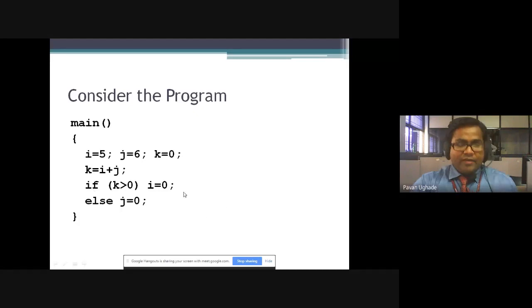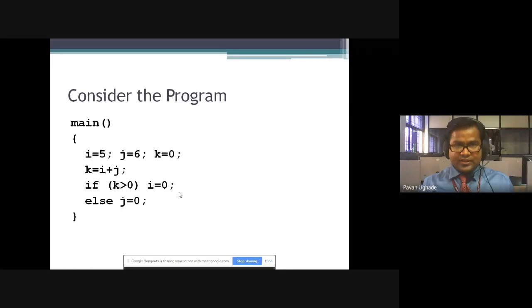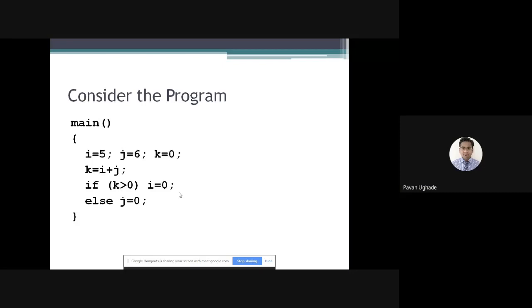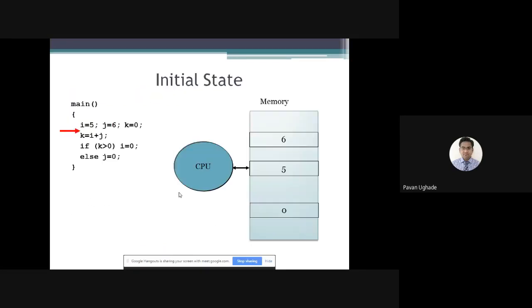Now let us assume you have a C program, and this is familiar to you, right? i equals 5, j equals 6, and k equals 0. Let us assume they are initialized as int variables, int i, j, and k. Now I'm doing k equals i plus j, and here is one decision-making statement, an if-else statement. If k is greater than 0, i becomes 0, else j becomes 0. We are already aware of this. Now I'll explain how this is actually done in memory. Now the problem is whether this can be modeled with an FSM. The answer is we'll see in a couple of slides.